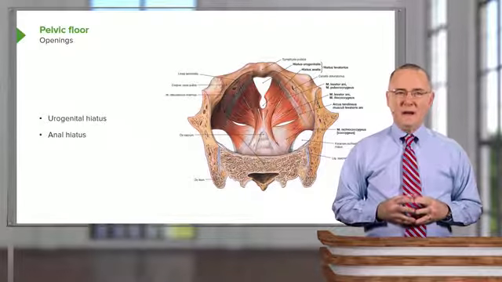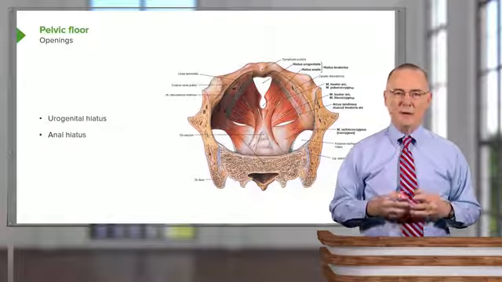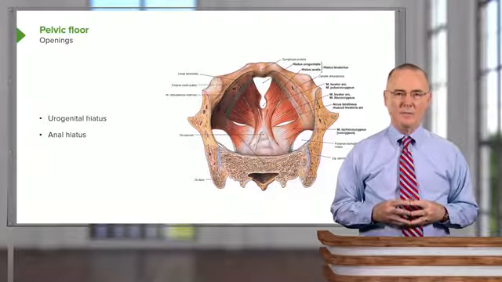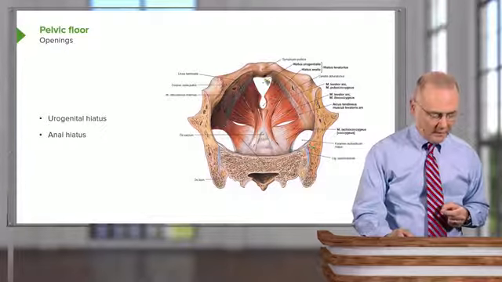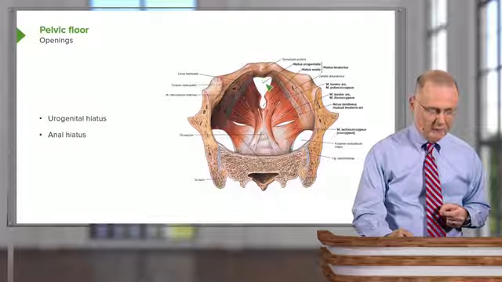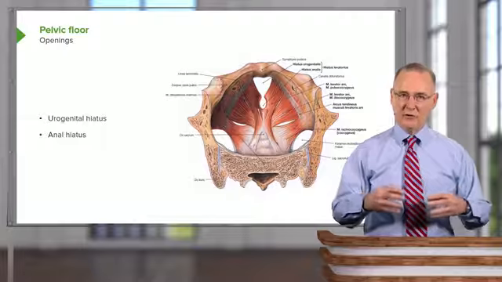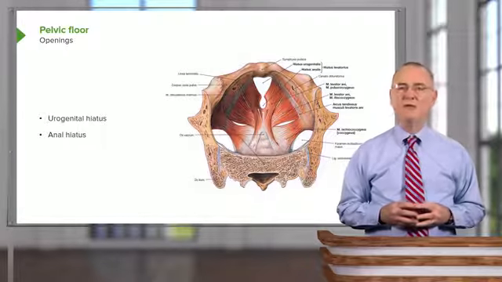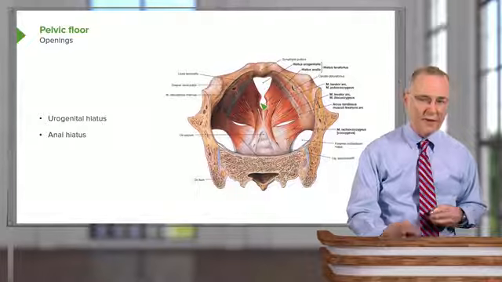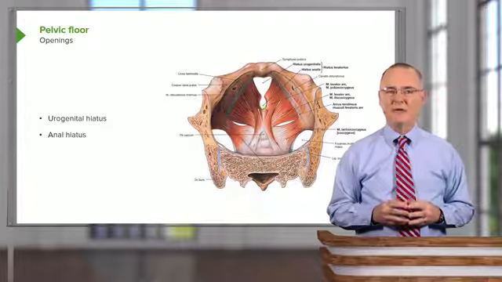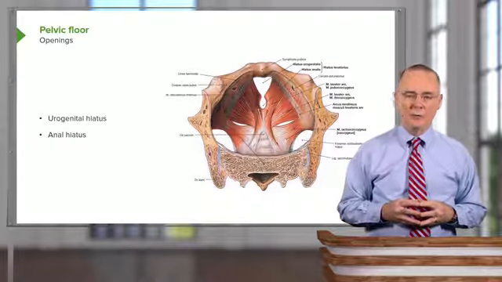As we can see in this slide, the pelvic floor does provide for openings. This will allow the passage of various components that are found within the pelvic region. Here we have an anterior opening or hiatus. This is the urogenital hiatus, and so urogenital structures can pass through this particular opening in the floor. And just posterior to it, we have a narrower opening or hiatus, and this is the anal hiatus, and so the anal canal will pass through this smaller opening.